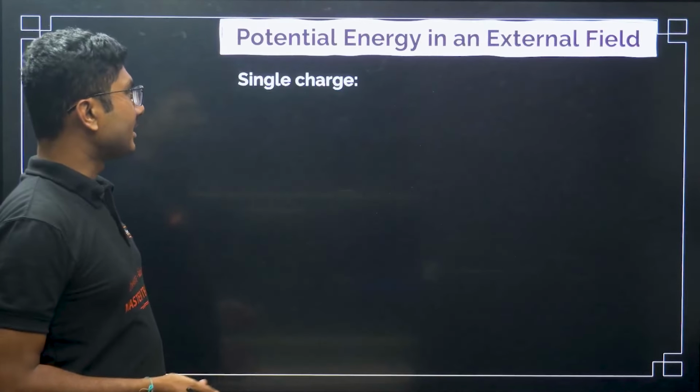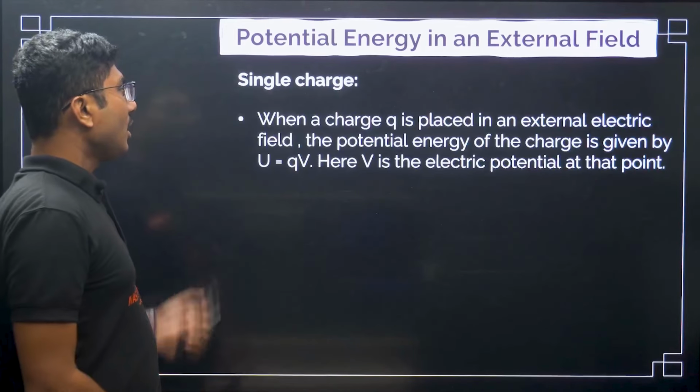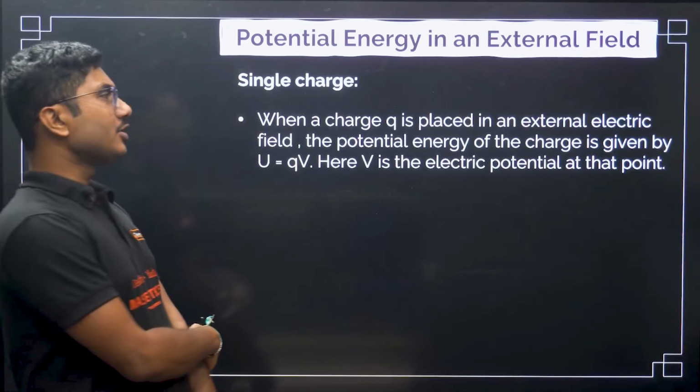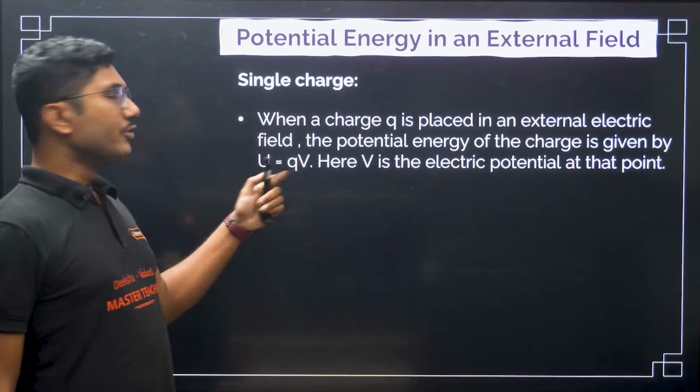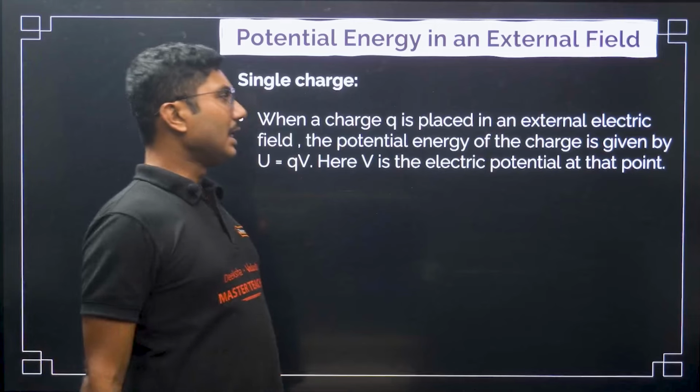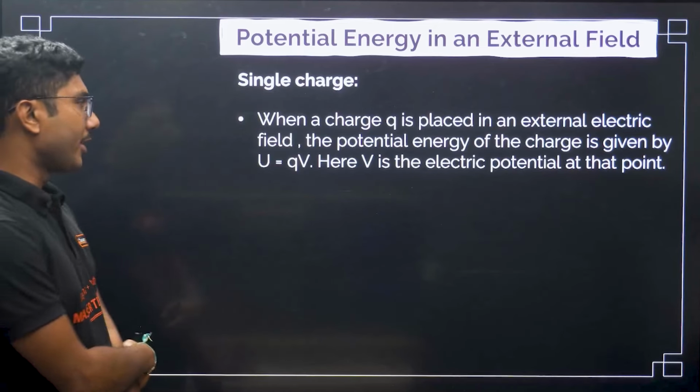Potential energy in an external field, single charge. When a charge is placed in an external electric field, the potential energy of the charge is given by U equals Q into V. I already mentioned that once. Here V is the electric potential at that point.